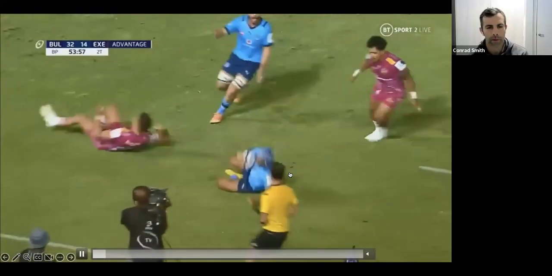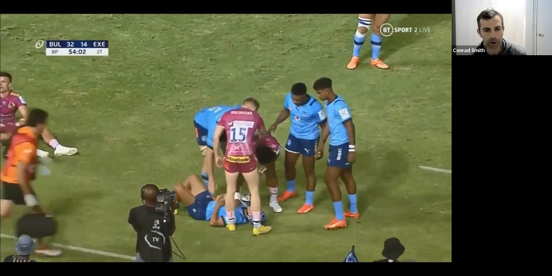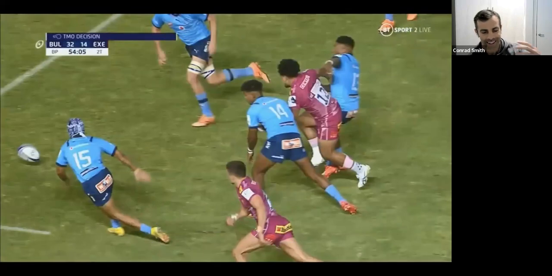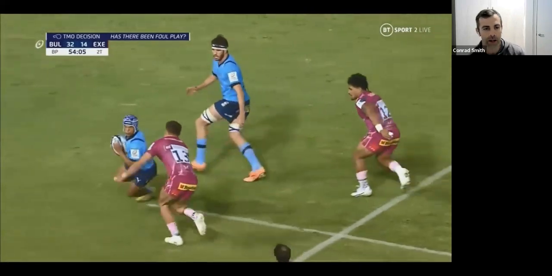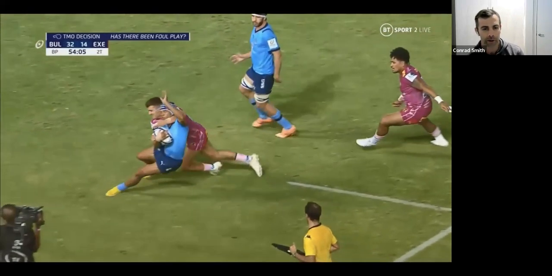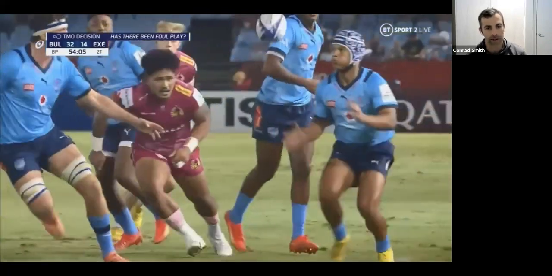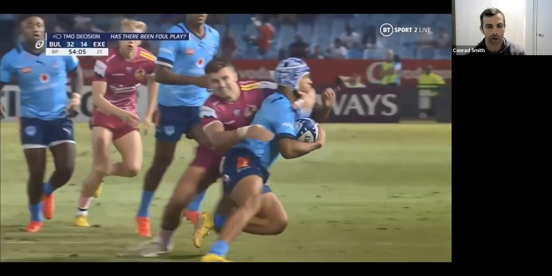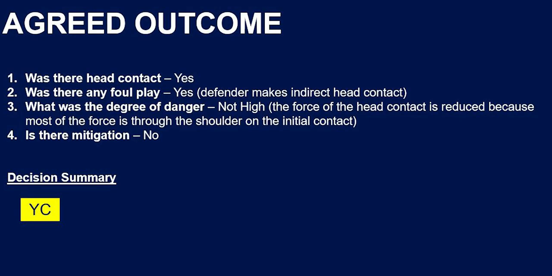It's an important part of the process, that level of danger. We sometimes skim over it, but because we're talking about contact to the head, you often think, and quite rightly, that there's always a high level of danger. But I think it is really important that we take into account these sort of incidents where the initial contact wasn't to the head, it was to the arm and shoulder, and then it's glanced up, and you've got to take that into account.